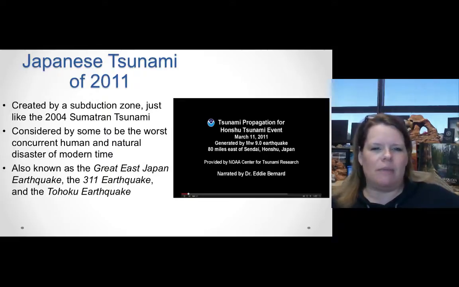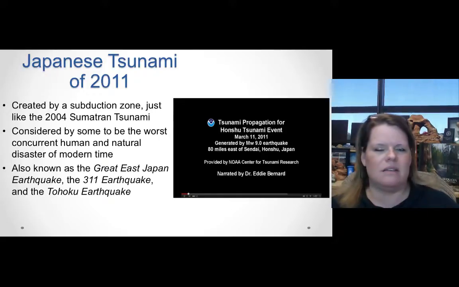So what happened to the Japanese tsunami? It was created by a subduction zone, just like the 2004 Sumatran tsunami, considered to be some of the worst concurrent human natural disasters of modern time. And you know some of this story, you would have to, because of all the disasters that happened. It's referred to as the Great East Japan Earthquake, the 311 earthquake, because it happened on March the 11th. Tohoku earthquake. Let's watch a video over this event.